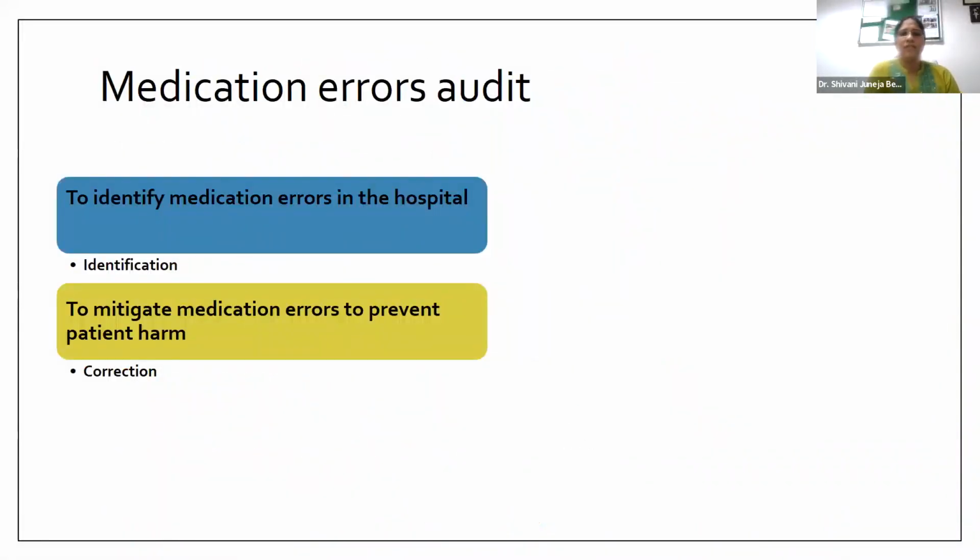Coming on to the next audit, the medication error audit. Why are we doing a medication audit? It is to identify the medication errors in the hospital and to mitigate these errors to prevent patient harm. On this World Patient Safety Day, Medication Without Harm is our primary theme, and this is how everywhere in the world we are working to combat medication errors.